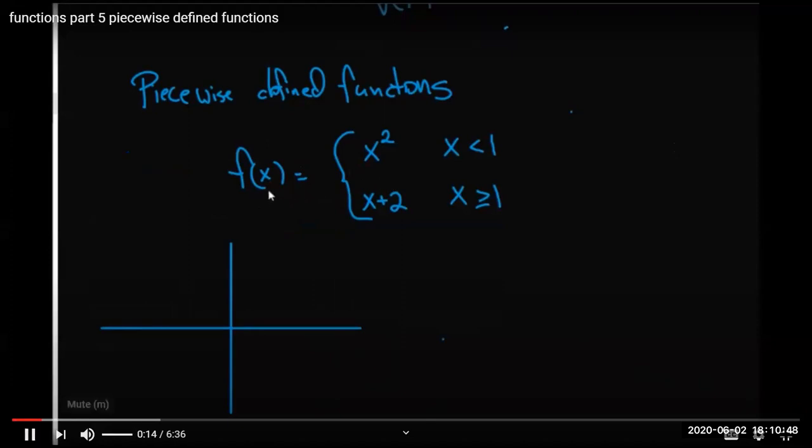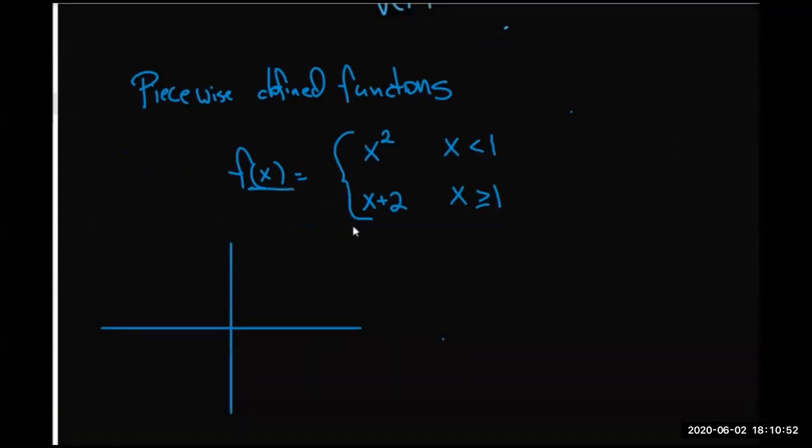So what does it say? It says this is what f of x is. So what is f of x? We use these big brackets, and what we do is we mention a range here. Whenever x is less than 1, use this formula to find out what the height is. Whenever x is greater than or equal to 1, use this formula to find out what the height is.